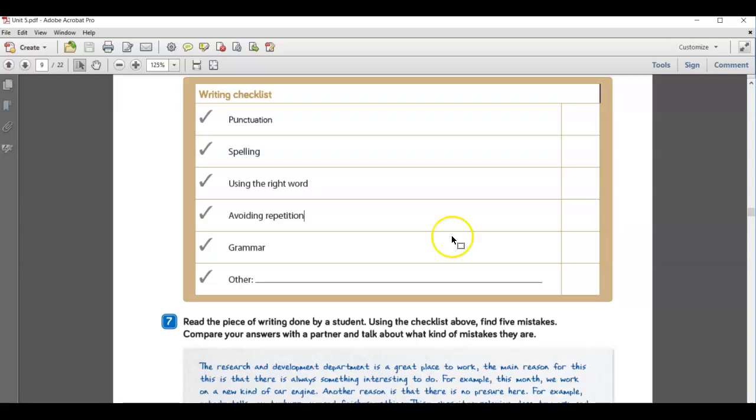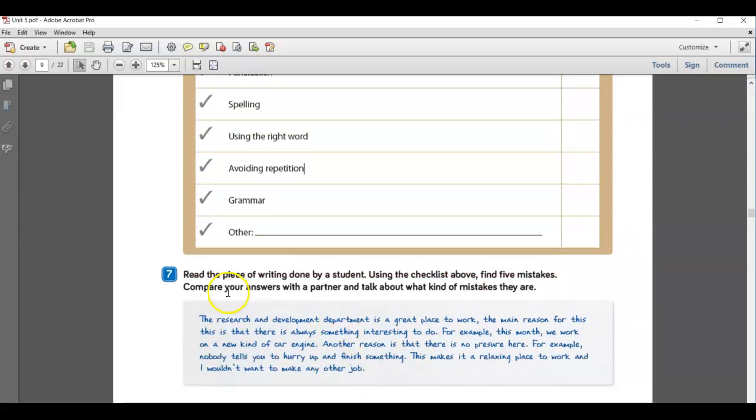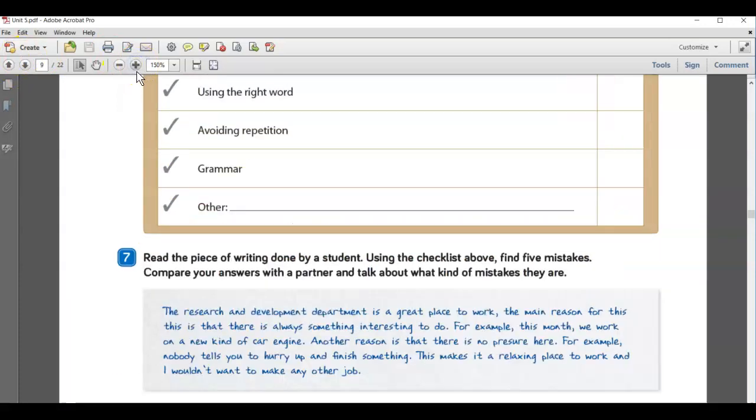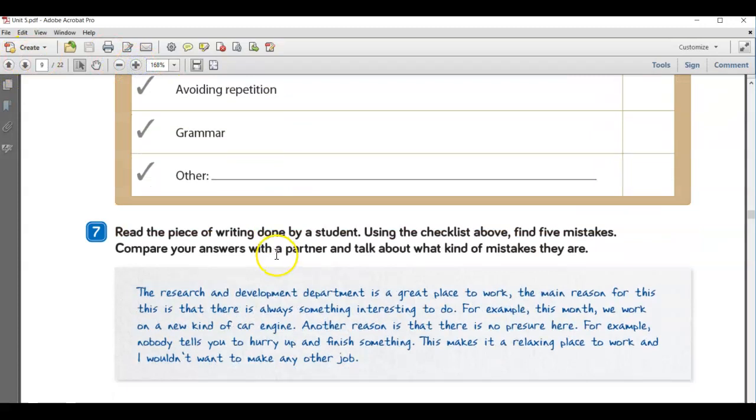Okay, 3 minutes have passed. I need you now to go to number 7 and read the piece of writing done by a student. Using the checklist above, find 5 mistakes. Compare your answers with a partner and talk about what kind of mistakes they are. Okay, let's see the mistakes done by this student.